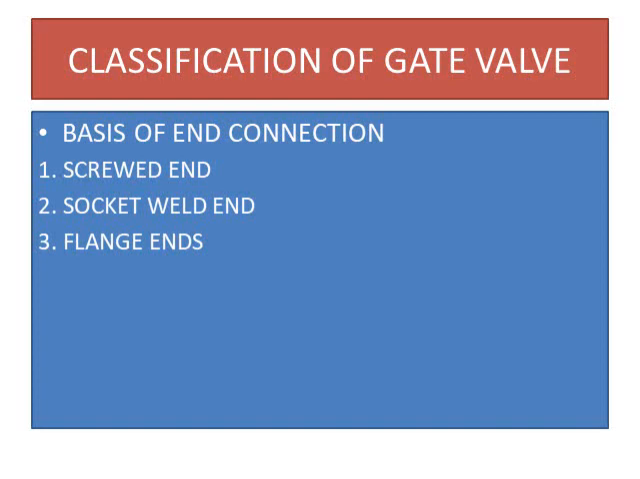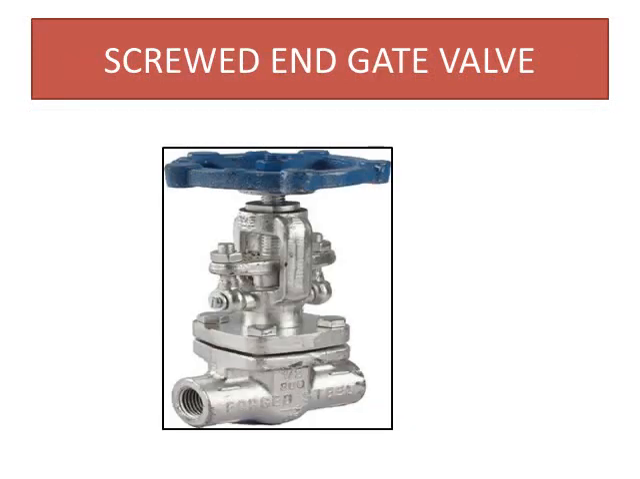Basis of end connection. We can also classify based on the end connection of the valves. So you can see screwed end gate valves, socket weld end gate valves, flanged end gate valves. So here you can see in this photo screwed end gate valves. The connection of this valve with the pipeline may be done by screwing the valve on the pipeline.